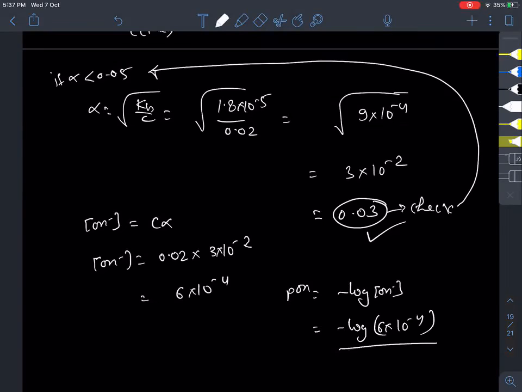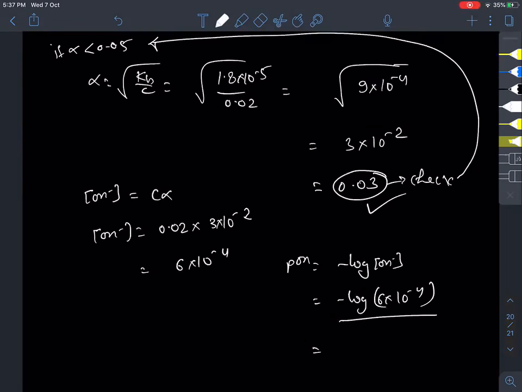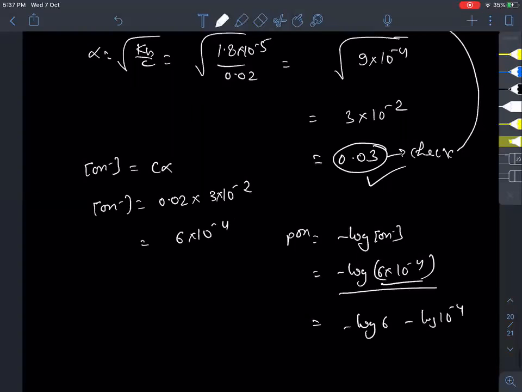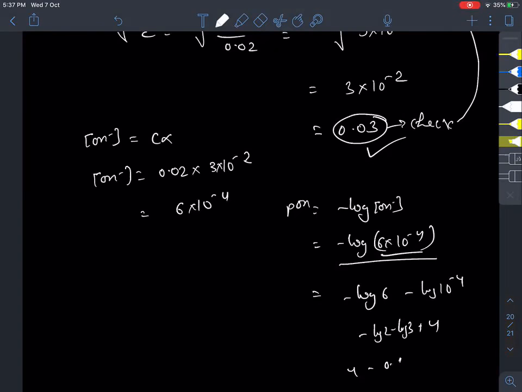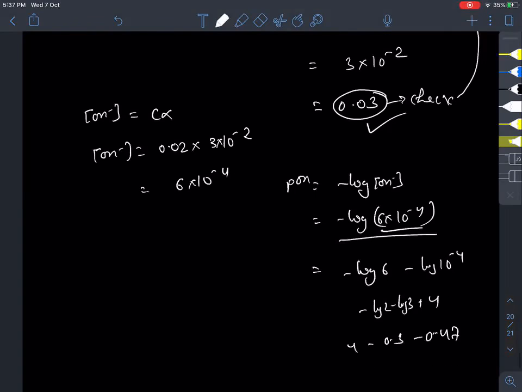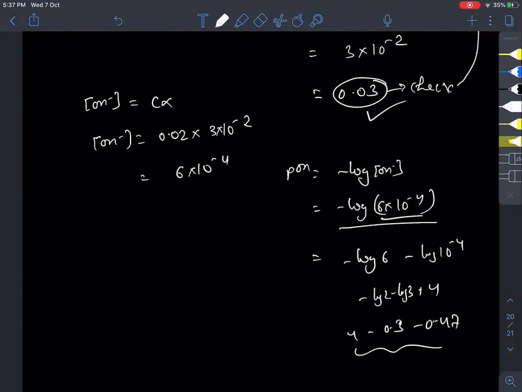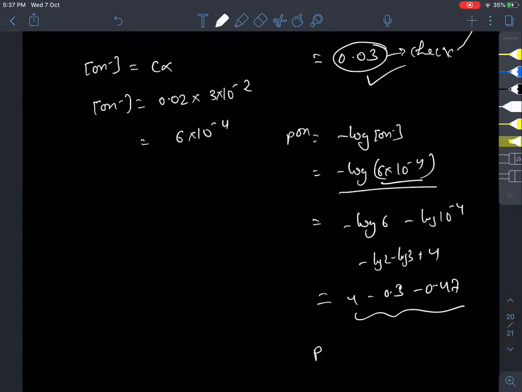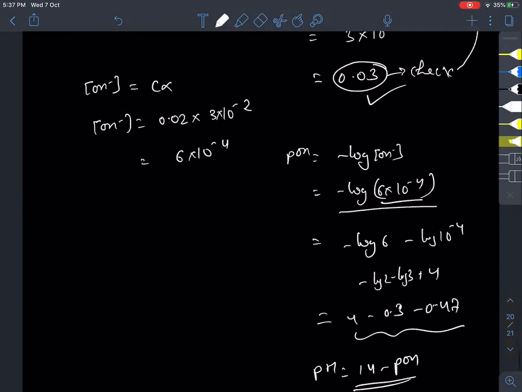So you can simply solve it. Break it down into minus log 6 and minus log 10 to the power minus 4. So this will be basically 4, and this will be minus log 6, which is minus log 2 minus log 3. So this will be 4 minus log 2, which is 0.3, and minus log 3, which is 0.47 approximately. So you can solve this and figure out the value of pOH. If pOH is known, pH will be simply 14 minus pOH. Now this is how you calculate the pH.